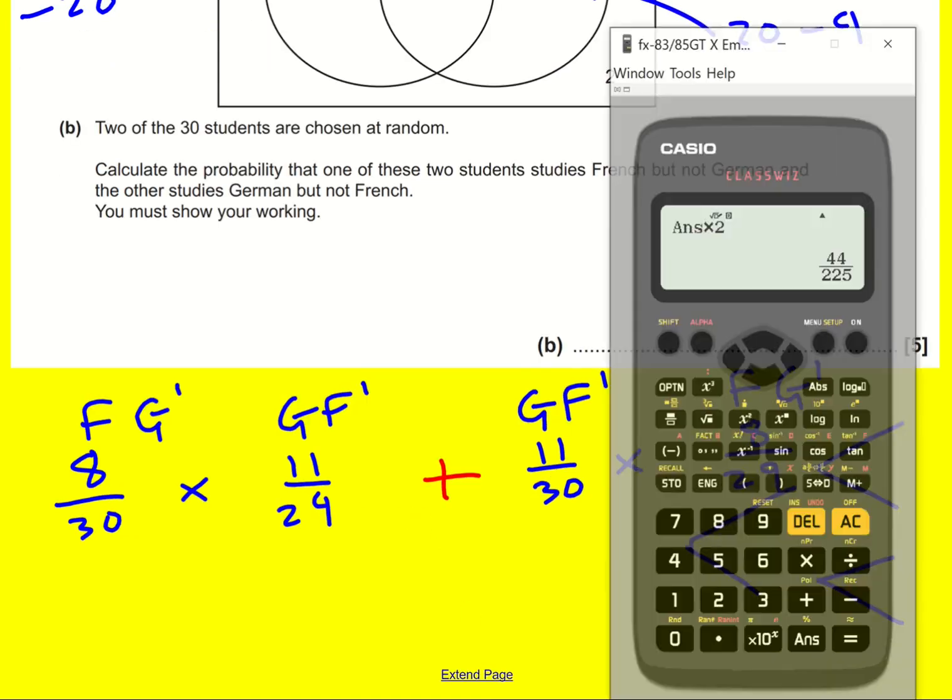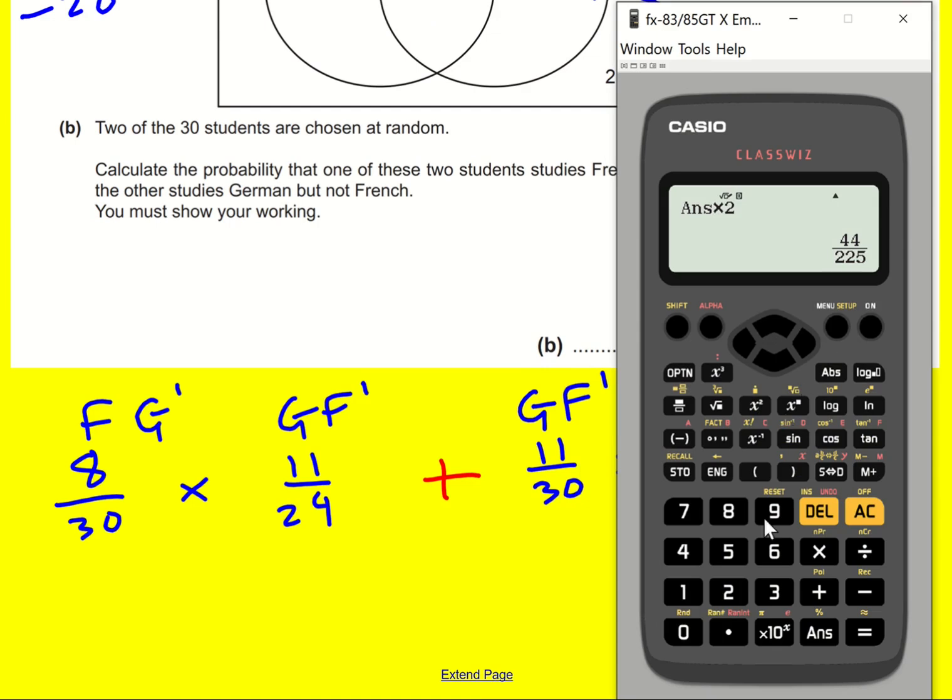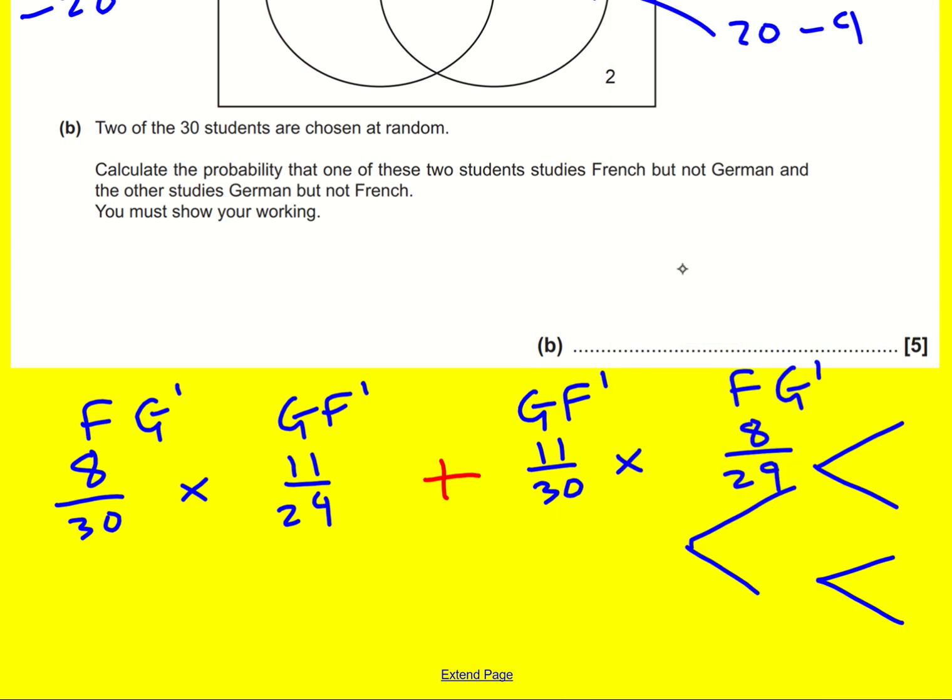And so if I do 8 over 30 and I times it by 11 over 29, but then I double it, or I can add on the other one, but it is the same thing, then that will get me the answer, 88 over 435.